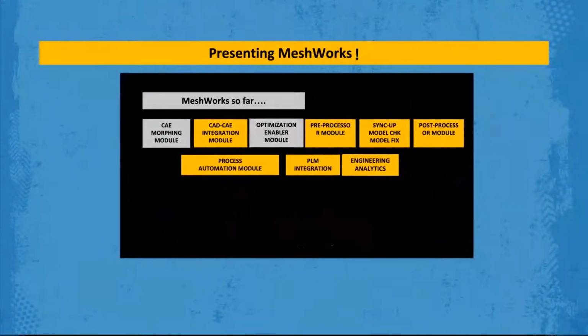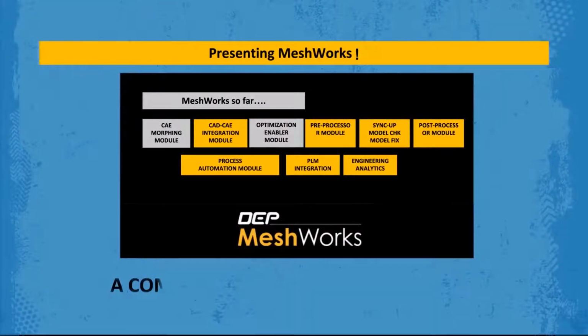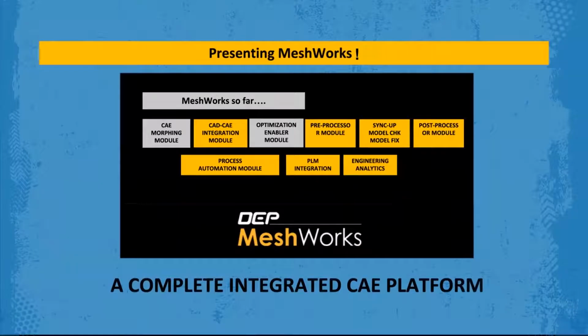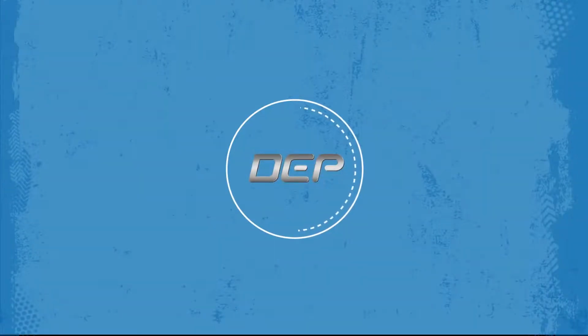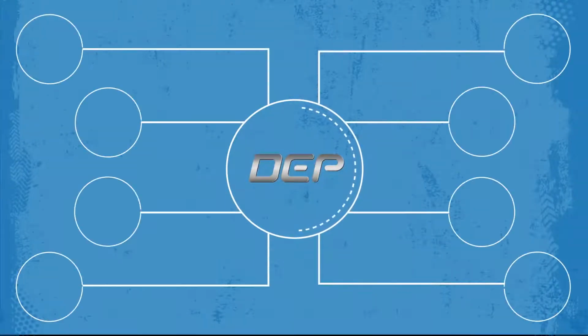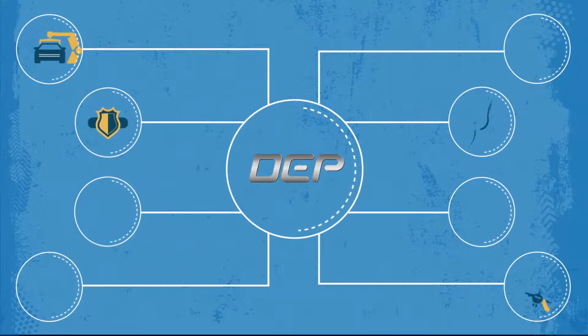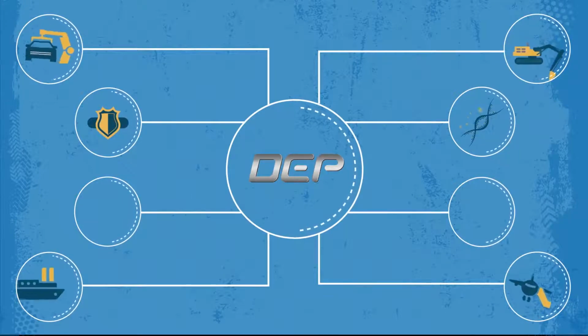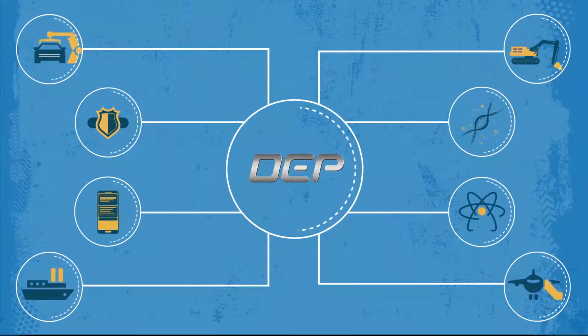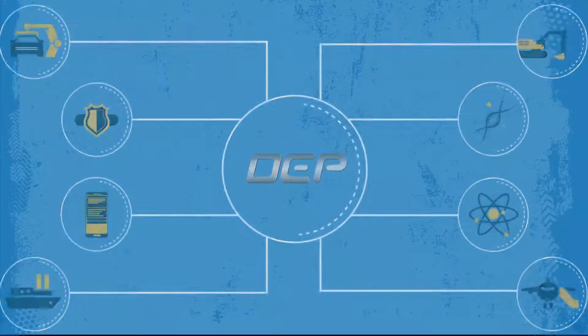With this entire set of new capabilities, MeshWorks is packaged as a complete CAE platform for model building, model assembly, post-processing, etc., with commitment to create seamless and meaningful end-to-end experience. MeshWorks assists the engineers of automobile, aerospace, defense, biomed, heavy machinery, oil and gas, technology, energy, and consumer electronics domains.